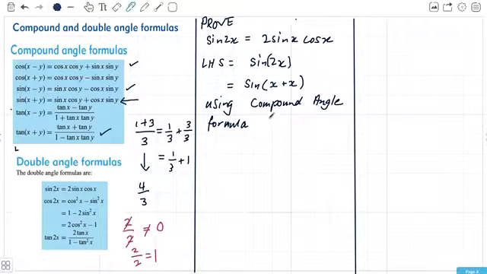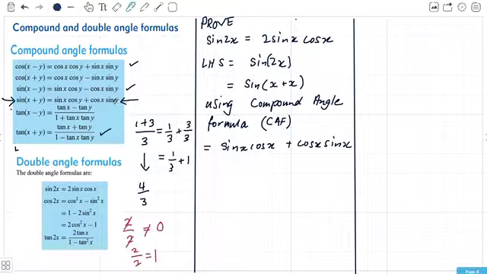And from now on, I'll just put CAF for my proofs, just to be a bit shorter. We're going to have sine x plus x is sine x cos x, plus cos x sine x. All I've done is I've used this expression here and I've put an x everywhere, an x where there's x's and an x where there's y's.